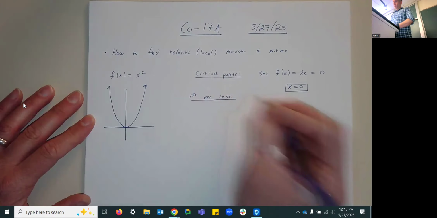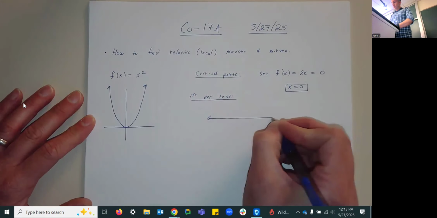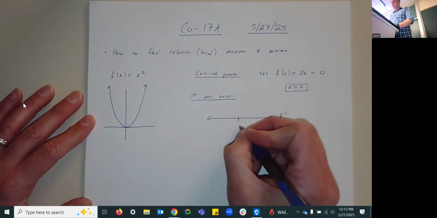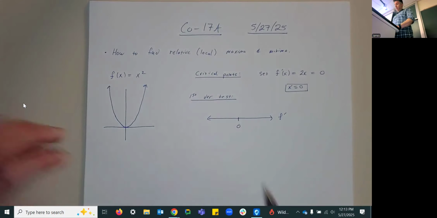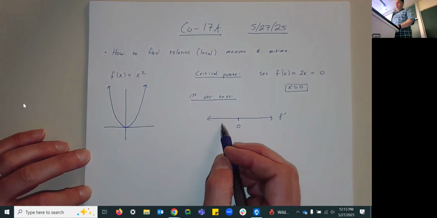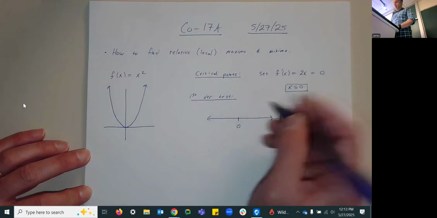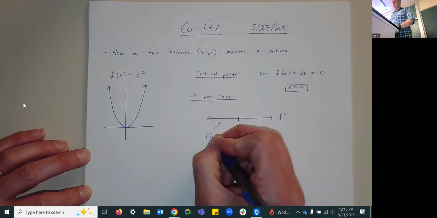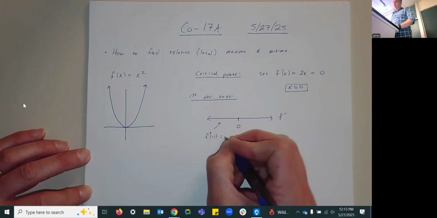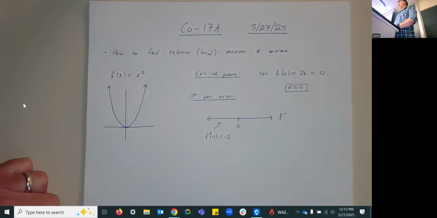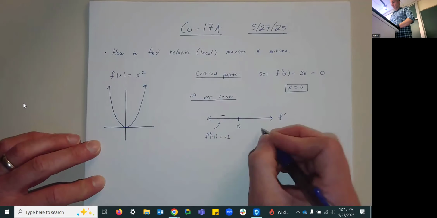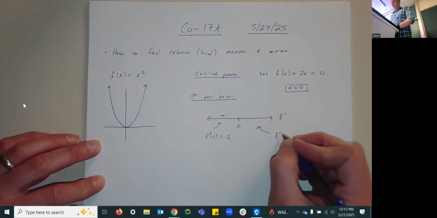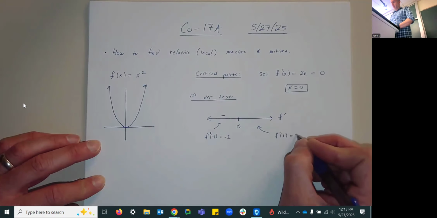If you look at your critical point, which we're going to put on the number line here, there's our critical point of 0. We're going to look at what's happening to the first derivative on either side of that critical point. So on the left side, if I pick a number less than 0, like -1, and plug it into my derivative, we can see here that f prime of -1 is -2. I don't really care about the value. I just care about whether it's positive or negative. So over here, my first derivative is negative. Similarly, over here, if I plug in, say, +1, f prime of 1 is +2.